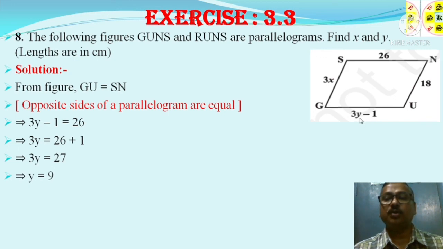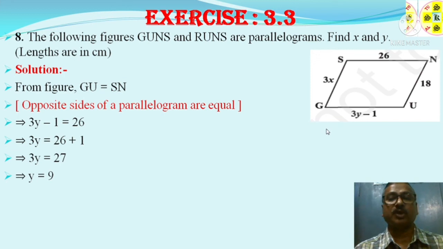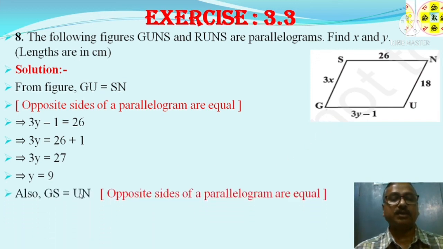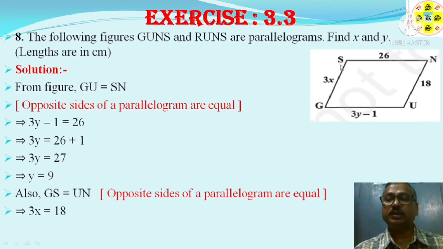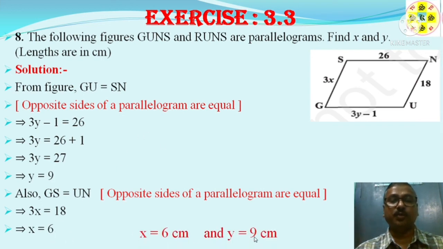So the value of y is known. Now we can find x. From the same figure, we can write GS equals UN. GS and UN are opposite sides of a parallelogram, so they are equal. Now we can write 3x equals 18. This is GS is 3x and UN is 18. So 3x equals 18, so x equals 6. So ultimately you get x equals 6 and y equals 9.